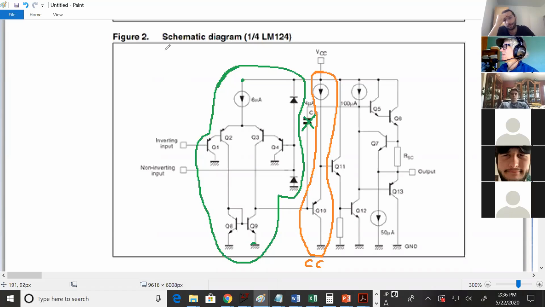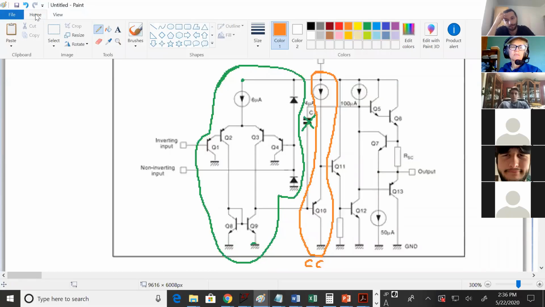Isn't it so you don't load other stages in the amplifier? Perfect, yeah. And so it's to protect your diff pair from being loaded by whatever comes after it. So let's look at what's coming after it.